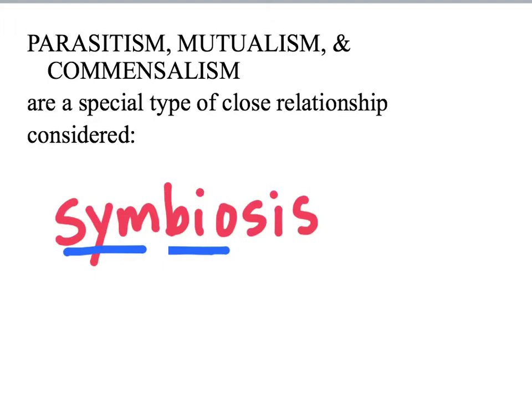So parasitism, mutualism, and commensalism are a special type of community relationship called symbiosis because those organisms live so close together. This would be different from the predator-prey relationships, like a lion and a zebra, because they don't really live on top of each other or close to each other. But parasites, mutualistic organisms, and commensalistic organisms do live right next to each other.